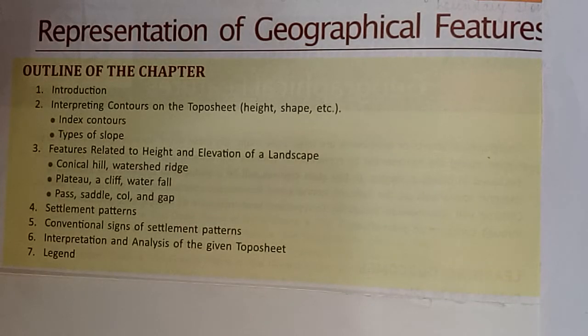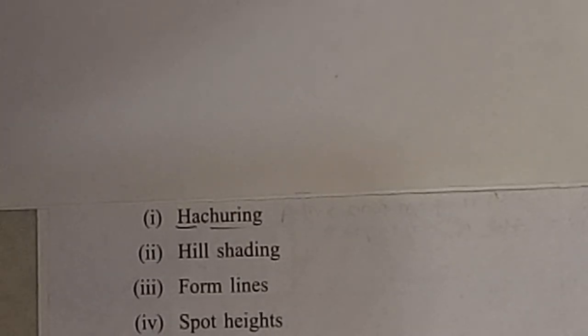Hello children, we are in chapter number 1, that is representation of geographical features. In this chapter we will learn about the contours and studying of map. In the earlier video I told you about the introduction of this chapter. We learned about hachuring, hill shading, form lines, spot height, triangulation points and benchmarks. Today we will start our second point.